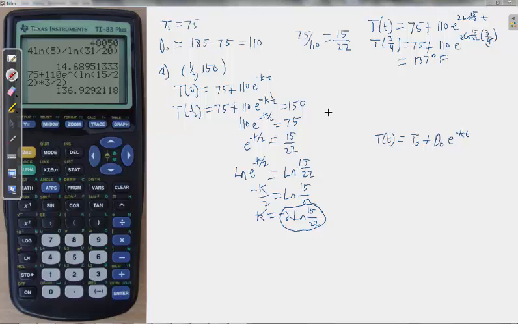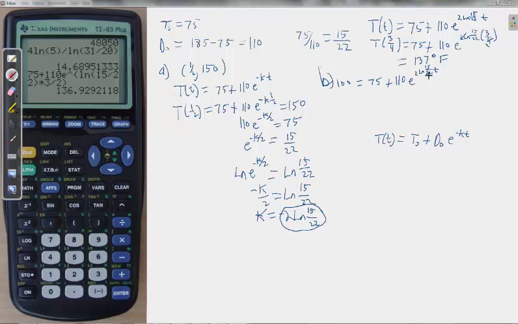And then part B. After how many hours will the turkey cool to 100 degrees Fahrenheit? Now we just set that up. 100 equals 75. So this is part C. I think it's part C. No, part B. Everything else was part A. 100 equals 75 plus 110 e to the 2 ln of 15 over 22 t.